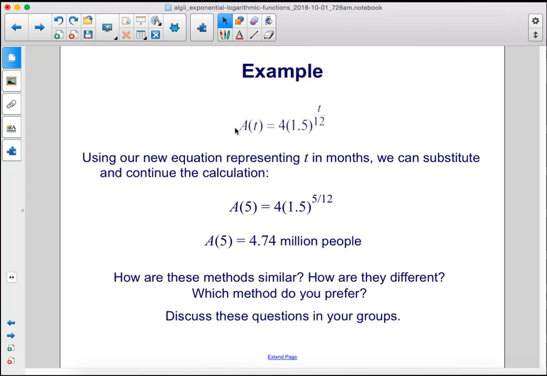Using our new equation representing t in months, we can substitute and continue the calculation. A of 5 equals 4 times 1.5 to the 5 over 12 power. A of 5 equals 4.74 million people. How are these methods similar? How are they different? Which method do you prefer? Discuss these questions in your groups.